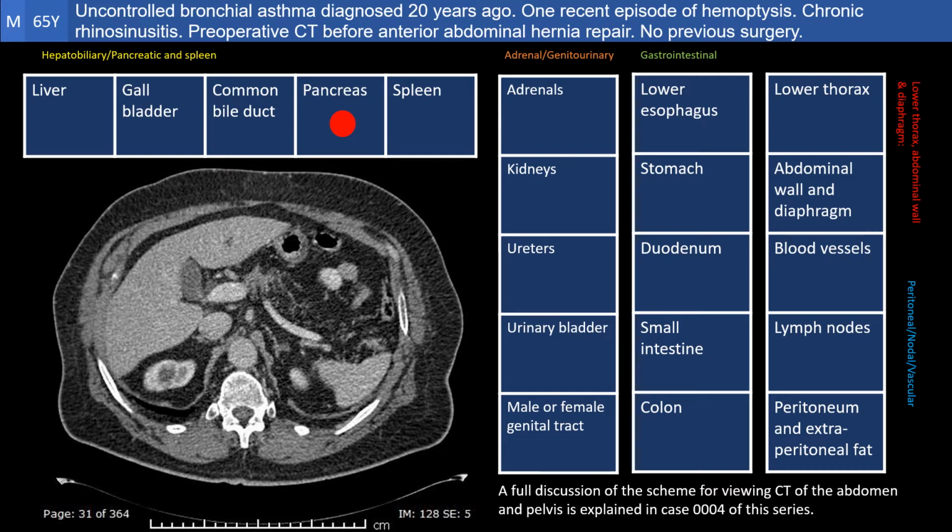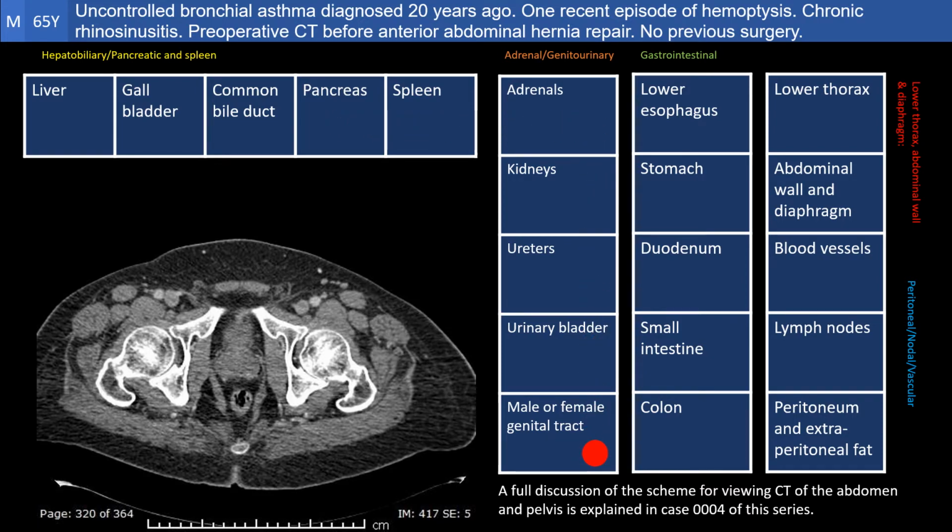The splenic vein, which is a normal posterior relation to the pancreas, is seen here as if it is in a lake of fat, surrounded by fat from all sides because of the fatty replacement of the pancreas.